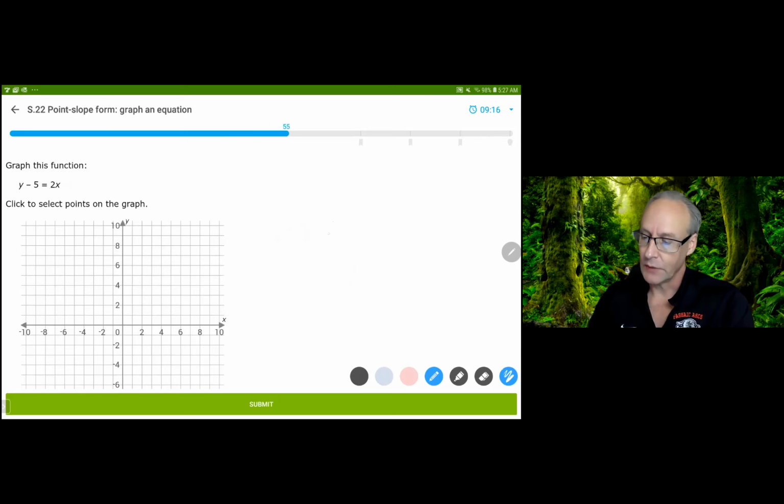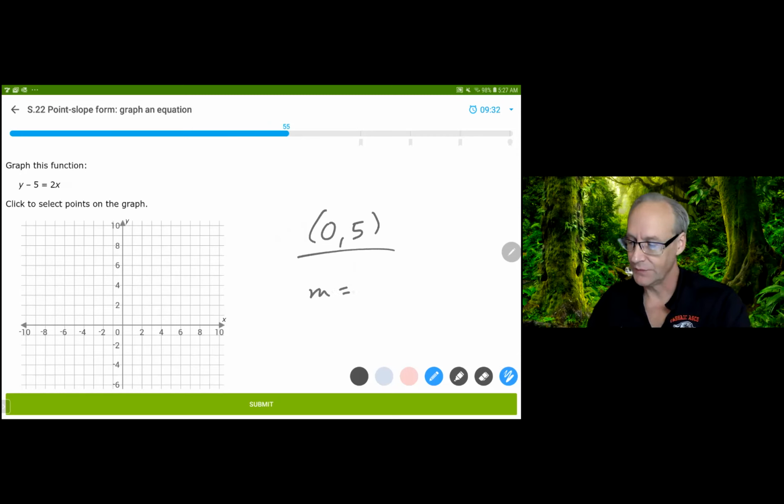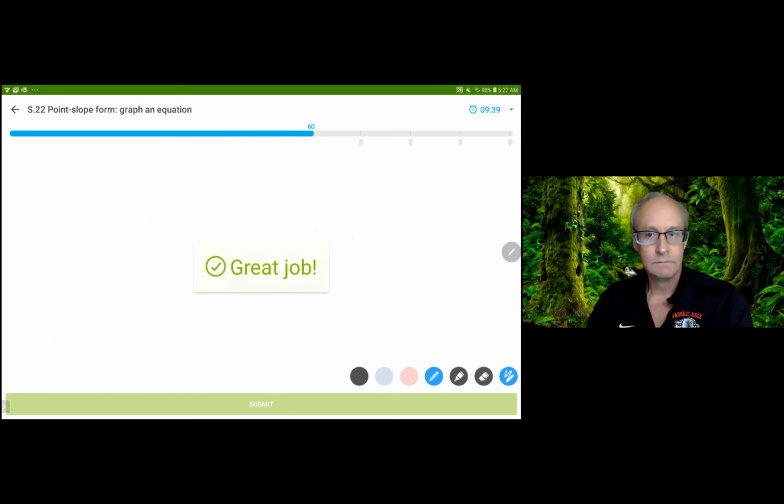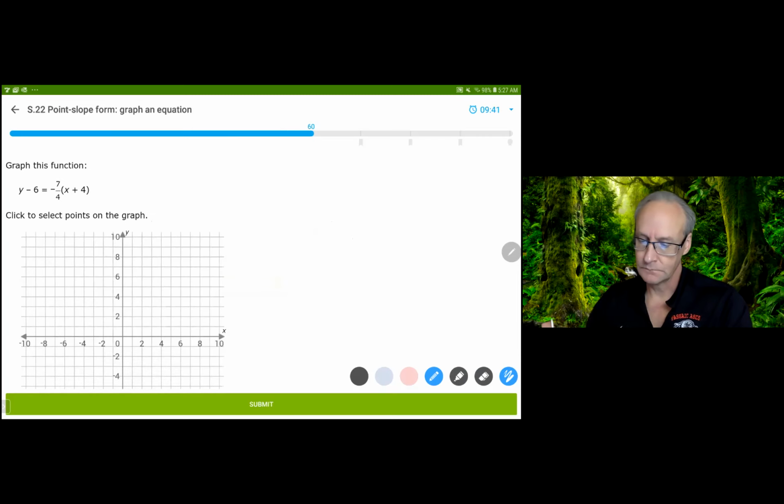All right, we want to make the right side 0, so we just need x is 0. And of course, y is equal to 5. Well, wait a minute, that looks familiar. That looks like a y-intercept, doesn't it? And notice that if I add 5 to both sides, it's in slope-intercept form. Of course, the slope is 2 over 1. So I'm at 0, 5, and I have a slope of 2.